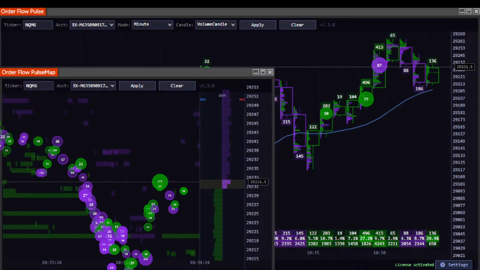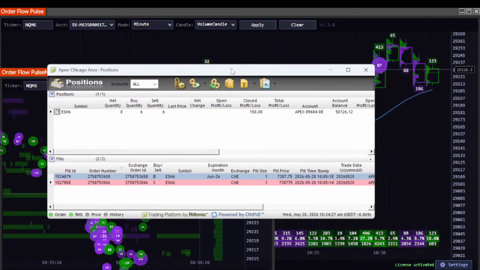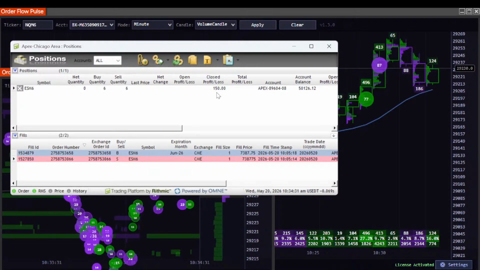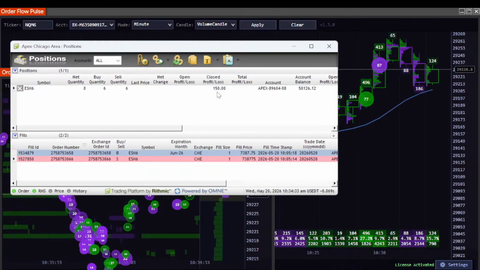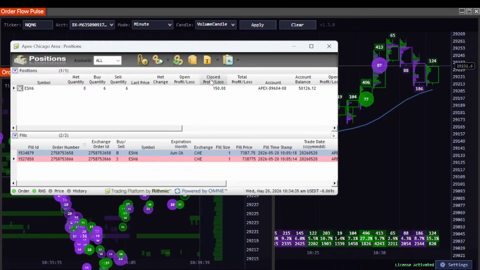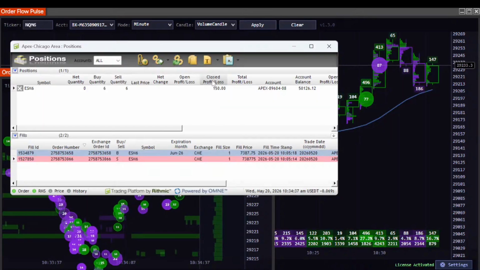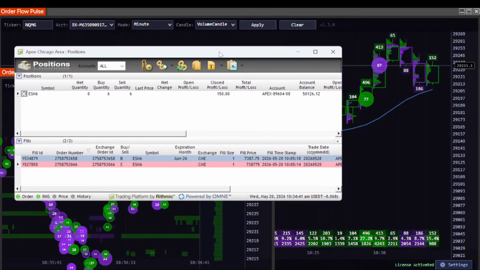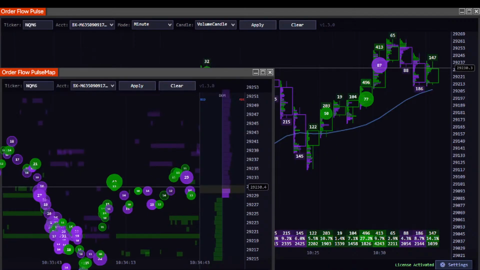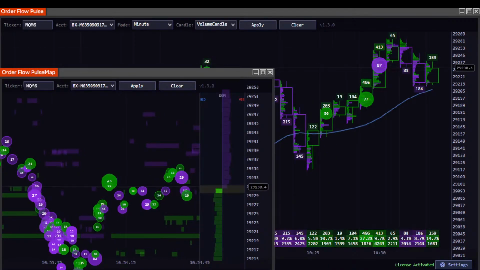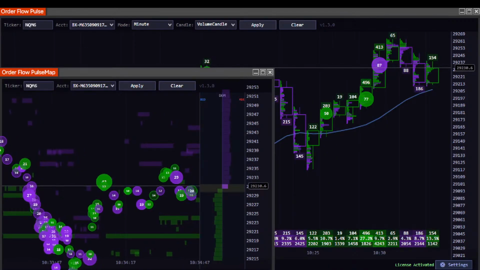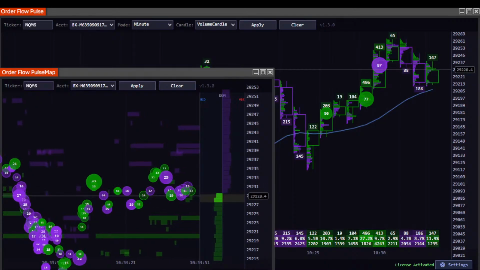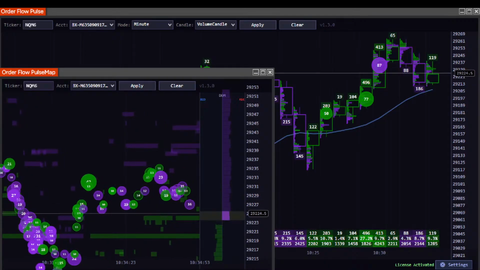Okay. So there's my profits for Apex, 150. Actually 126, but it's gross closed profit loss, 150 for the ES. I tried to get me a short off. It was very, very risky. I tried to get it off. Didn't happen.